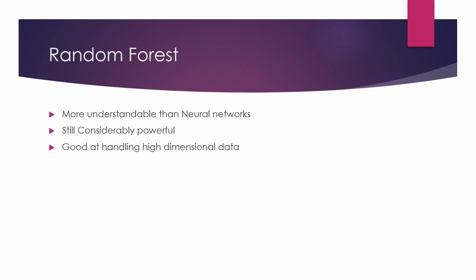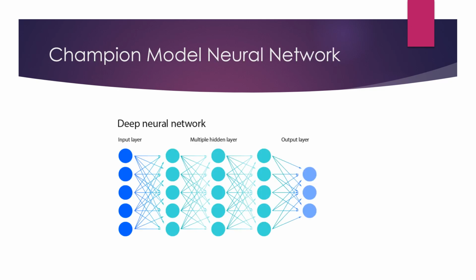Random forests, on the other hand, are more understandable than neural networks, still considerably powerful, good at handling high-dimensional data. Because of this, they make a great addition for Model 1 with the binary classification and Model 2 with the categorical classification. The champion model for this particular project was neural networks, simply because of the high accuracy that was achieved by using neural networks.